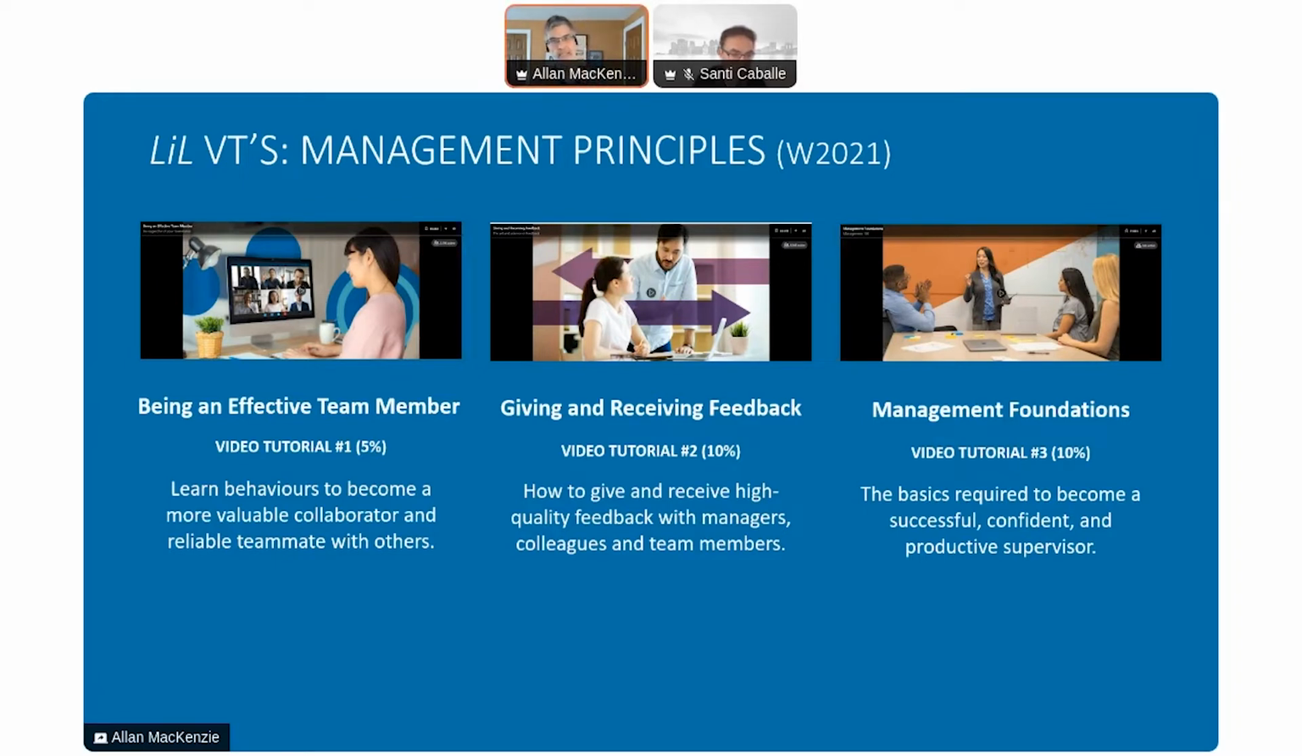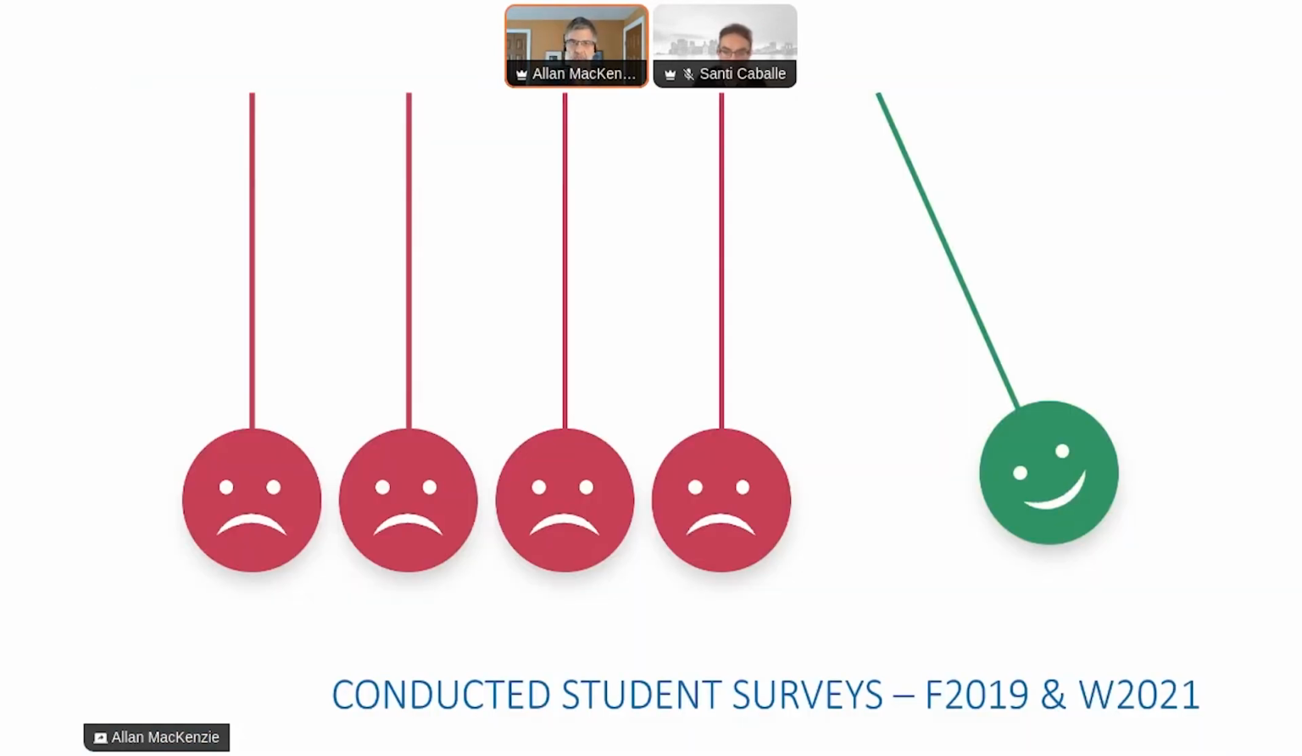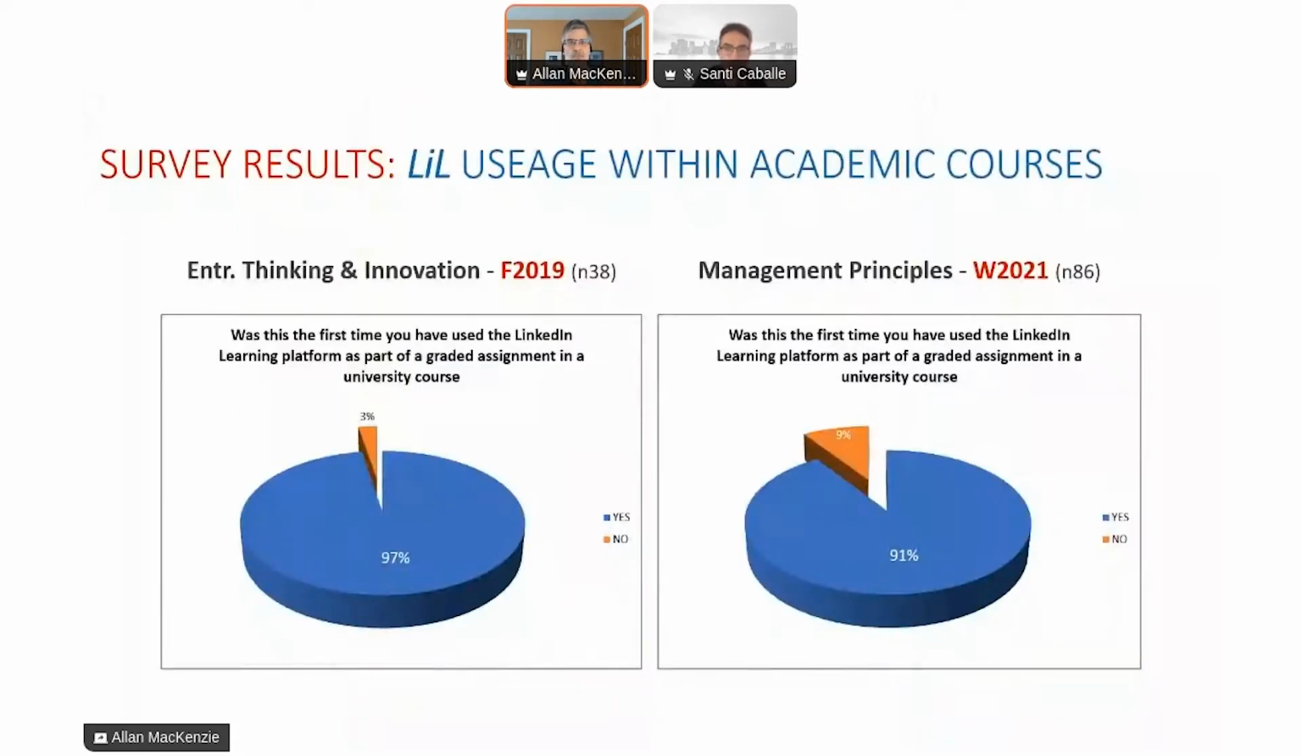So what I'd like to do, I conducted a number of surveys with both cohorts, and I want to share with you the results of that, to give you a flavor of the students' thinking around using LinkedIn Learning. So in the Entrepreneurial Thinking and Innovation course, which was my 4th year course, I had a participation rate of almost 45%, 85 students in the course, and 38 of them completed the survey. In my Management Principles course, not quite as high a participation rate, a little under 34%. I had a total of 250 students in that course, and I got 86 to fill out the survey.